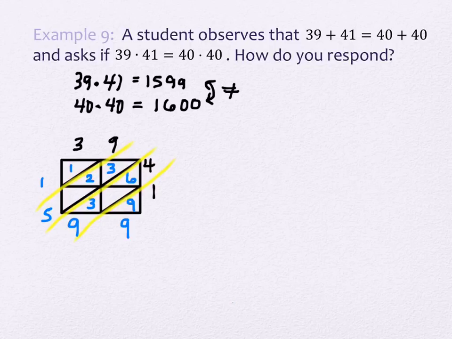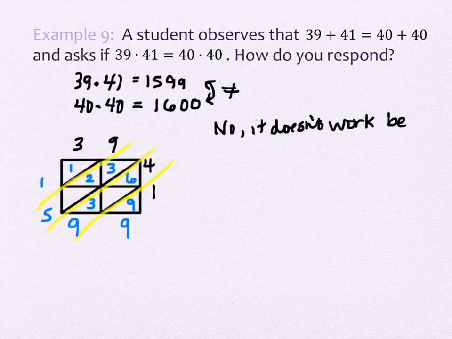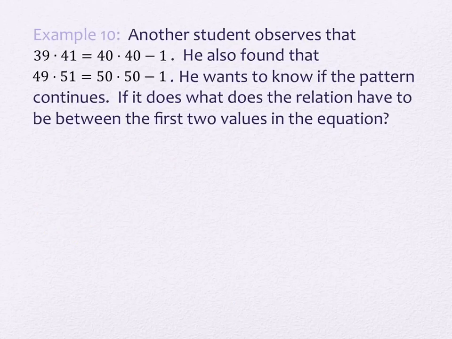So the answer right now, I haven't written it down yet, again, just like I told you a minute ago, make sure you answer the question, is that no, it doesn't work. And the answer is because the 1,599 that we just got does not equal 1,600. And it's as simple as that. The 2 values just don't work.